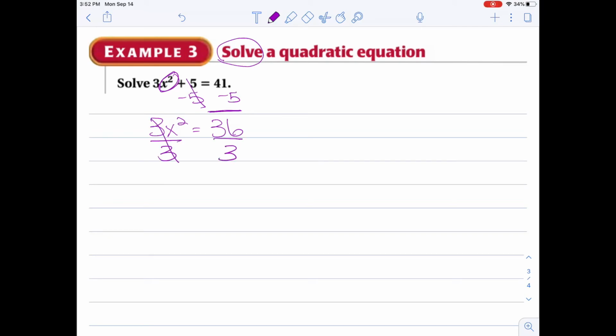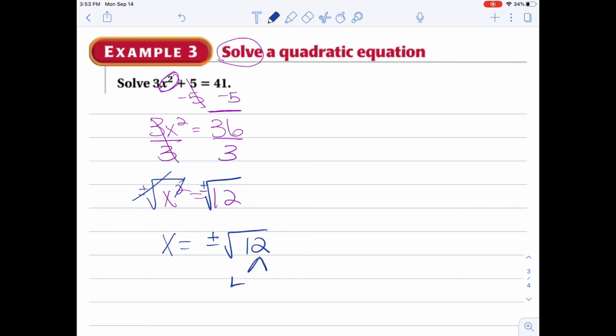To get x squared by itself, we're going to divide by 3. We get x squared equals 12. And then remember, when we take the square root to solve this, anytime we take the square root of something that's not already there, we have to make sure it's plus or minus. So that will cancel here.